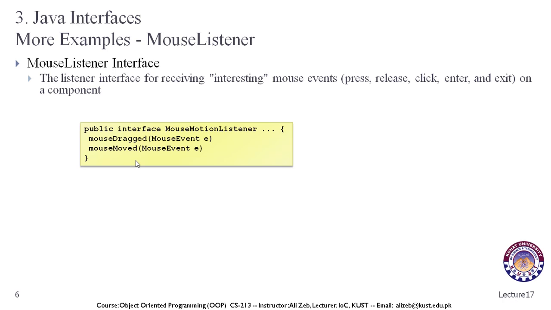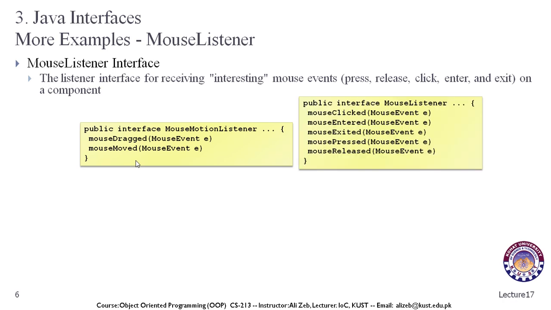There is an interface, public interface MouseMotionListener, and an interface MouseListener. When we implement these interfaces in our graphical interface programs, we need to implement these methods. So whenever we create a graphical user interface, we should provide the implementation when a mouse is clicked, entered, exited, pressed, and released. We should have a response for all of these methods.